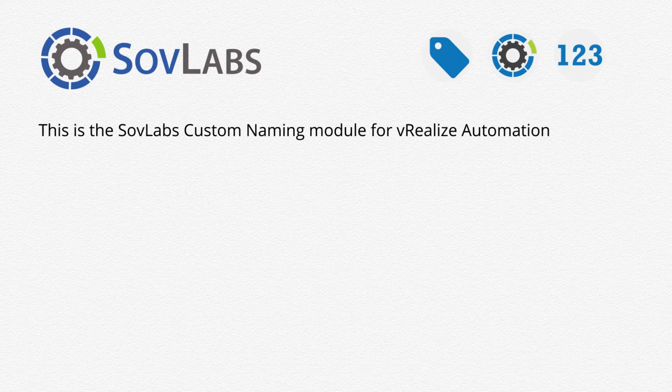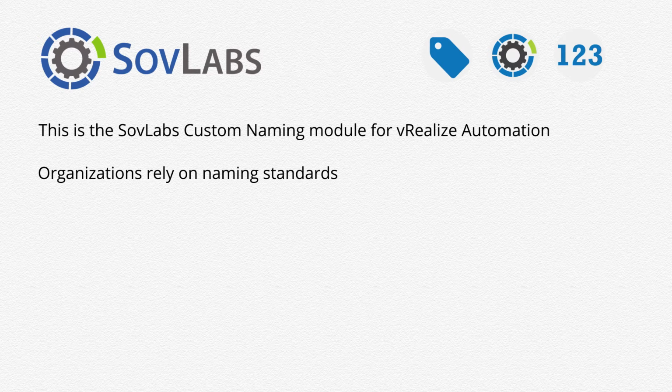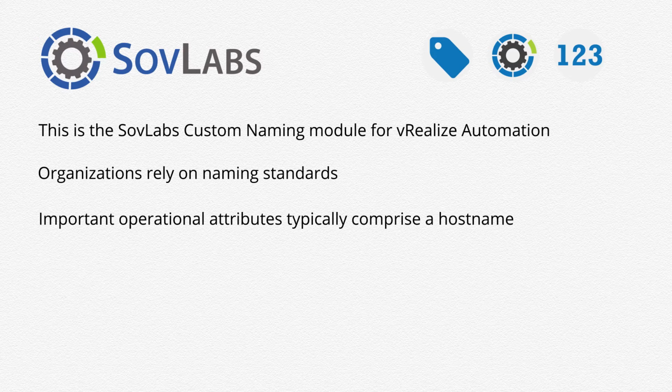The purpose of this video is to demonstrate the SovLabs Custom Naming module for vRealize Automation. Many organizations depend on server naming standards. Naming standards help IT and application teams quickly identify and categorize any given server by criteria important to that organization. A server's function, role, operating system, environment, or other attributes can be components of an organization's naming standard.